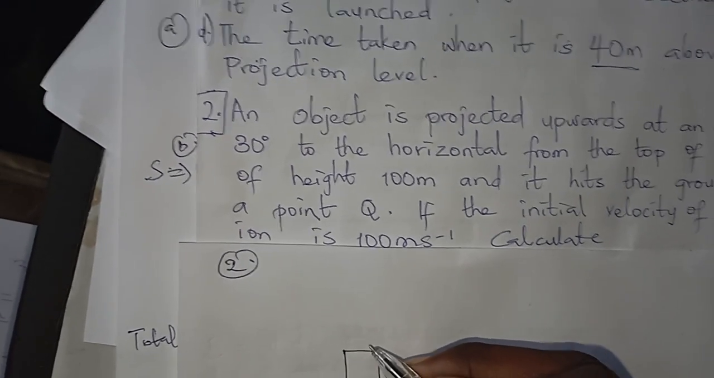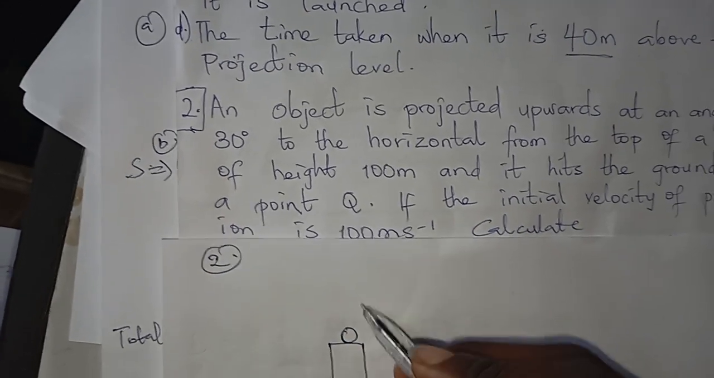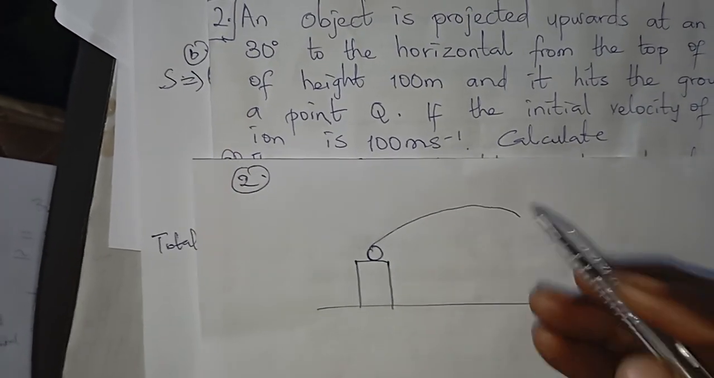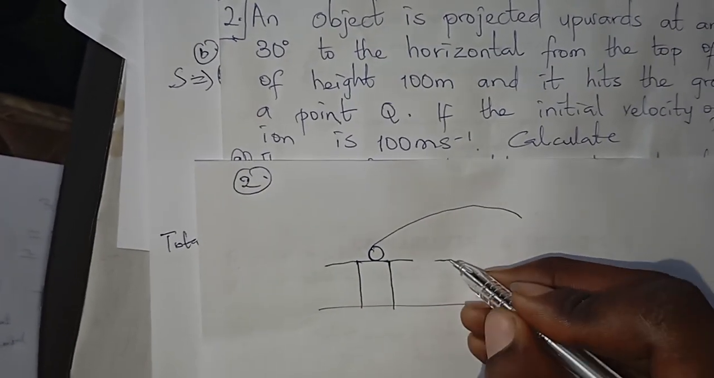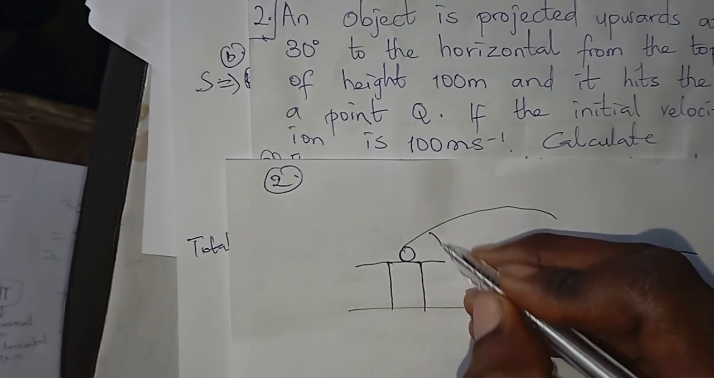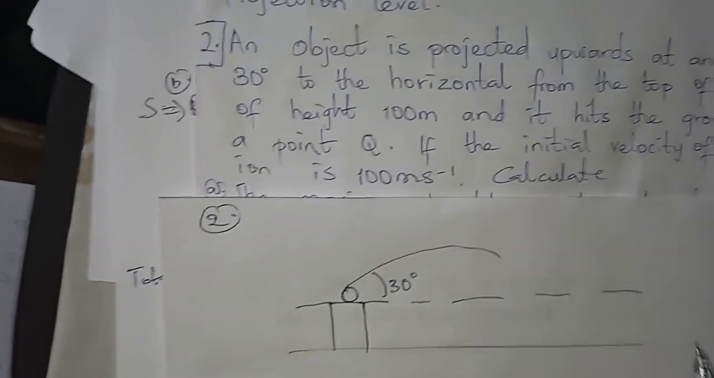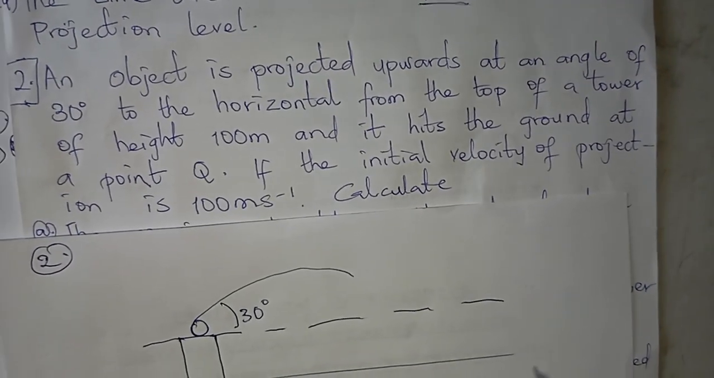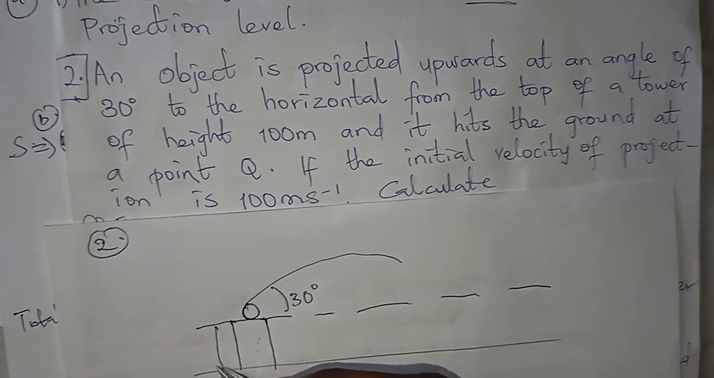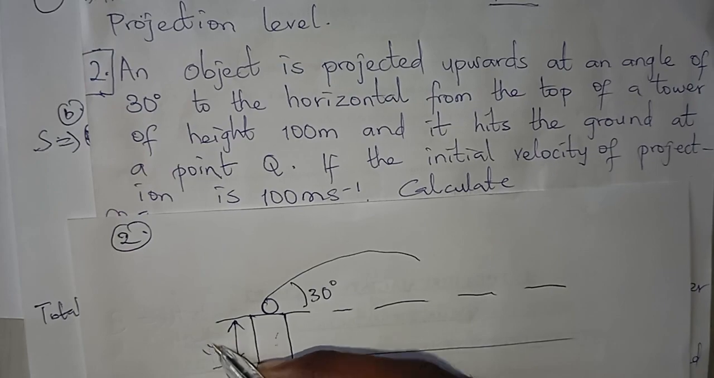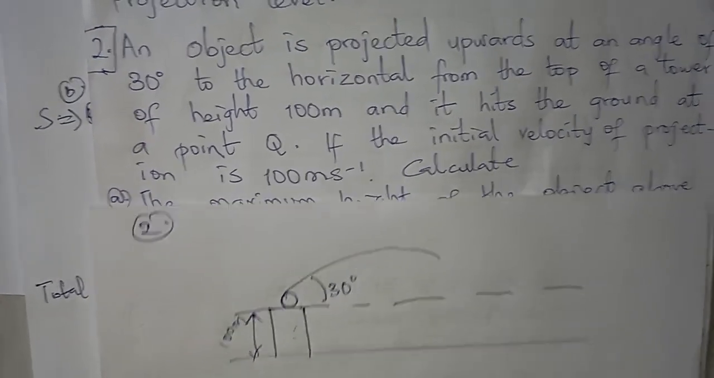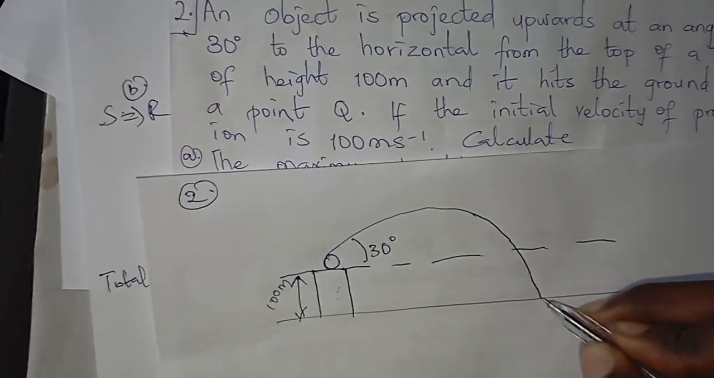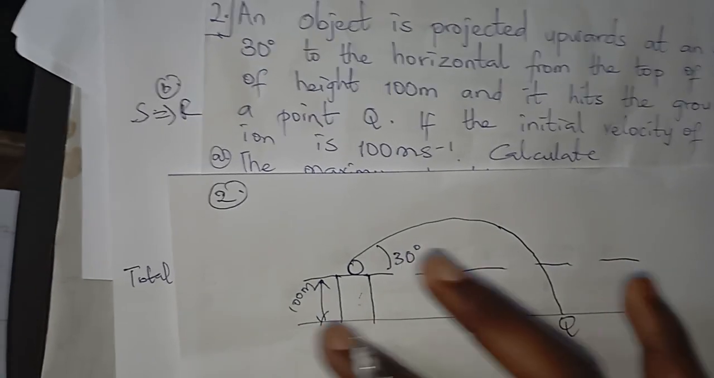So let's say the object is a ball. Now it is projected from this point at 30 degrees. So this is case 2, 30 degrees. An object is projected upwards at an angle of 30 degrees to the horizontal from the top of a tower. This is the tower, and this tower is 100 meters high. It hits the ground at point Q. This is the ground level.